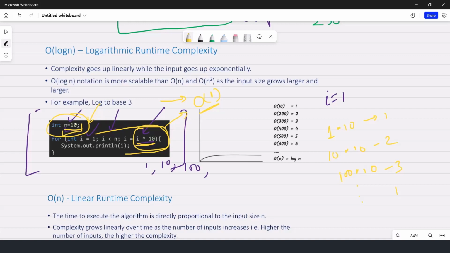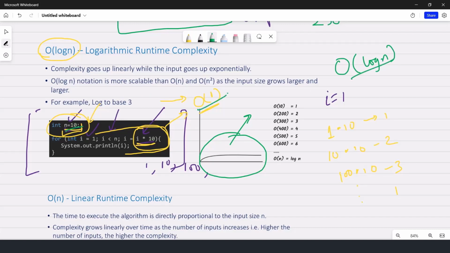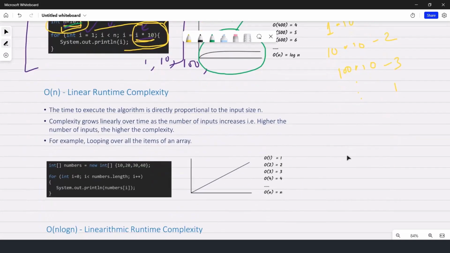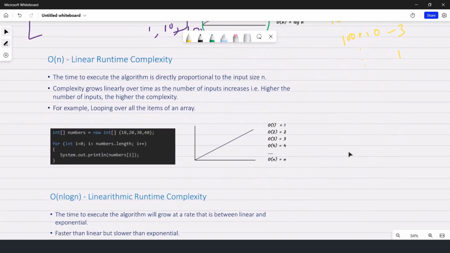But if n is higher, then it will be log of n, O of log n. The graph will be created like this. It means the complexity is big O log of n. When n is fixed, for a small number, it can be executed in O of 1. So this is the logarithmic runtime complexity. Let's move ahead.